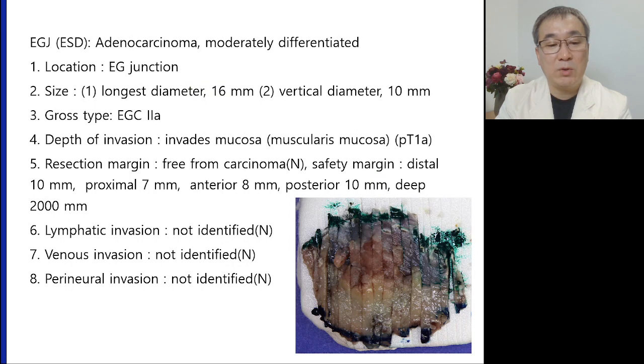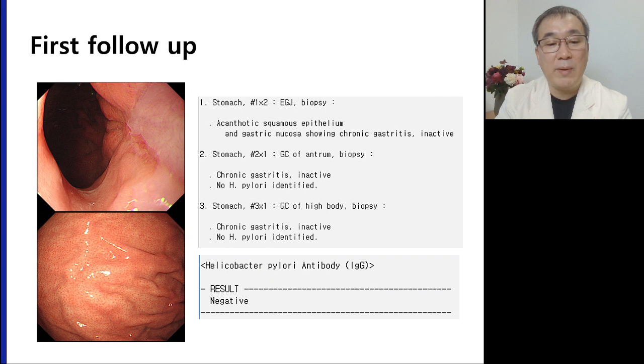The final pathology was 16 mm sized EGC 2A, limited in the mucosal layer. In the follow-up endoscopy, ESD ulcer was completely healed. The other gastric mucosa was completely normal, and there was no evidence of Helicobacter pylori infection in Giemsa staining and serology.